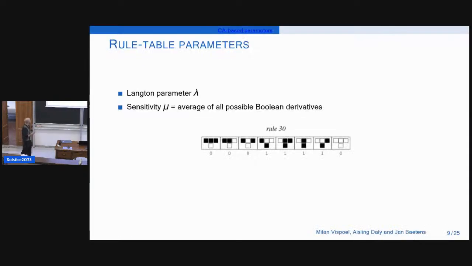All right, so the first set of parameters that I'll be considering are just the classical rule table parameters. So the lengthen parameter I already considered. And actually Lee and Packard, when they talked about this mystery parameter, the one that they proposed was the sensitivity, mu. The sensitivity is basically the average of all possible Boolean derivatives that you can compute of the rule table. So it tells you about how strongly your cellular automaton will respond to a change in its input.